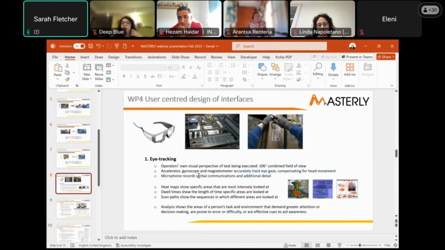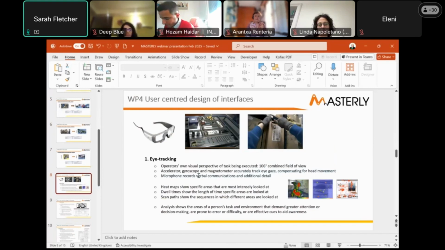We also look at dwell times in that middle picture there. That's an example of where we can see how people have looked at things for a length of time. Again, that may indicate where there's a problem because there's extensive decision making needed, some confusion, etc.